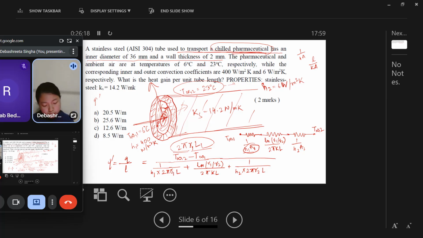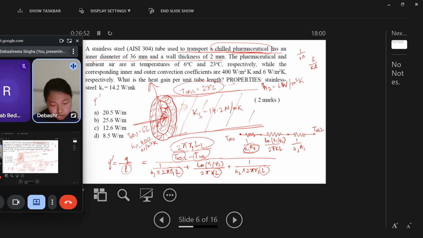So from all these terms, the L is constant. You can just take out the L and that will get cancelled out with this L. So you don't need to know the length in this case. Directly find out what values are given here. T infinity 2 is 23 degrees Celsius. T infinity 1 is 6 degrees Celsius. Then H1 is 400 watt per meter square Kelvin.